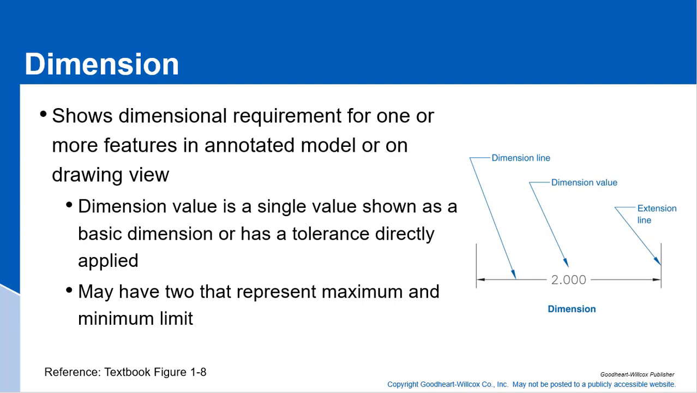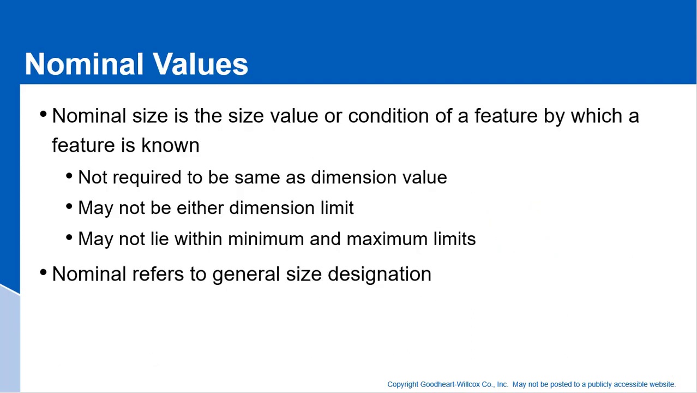Next one, nominal values. Nominal size is the size, value, or condition by which the feature is known. It's not required to be the same as the dimension value. It may be either a dimension limit, or it may not lie within the limits. Nominal is just a general size designation.